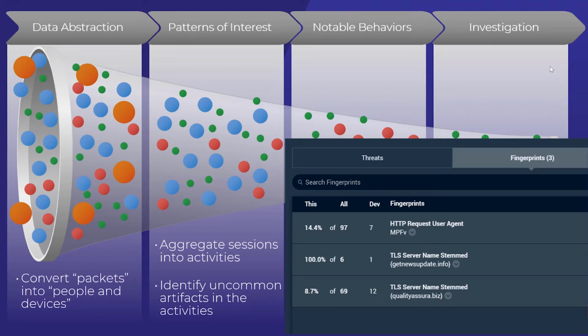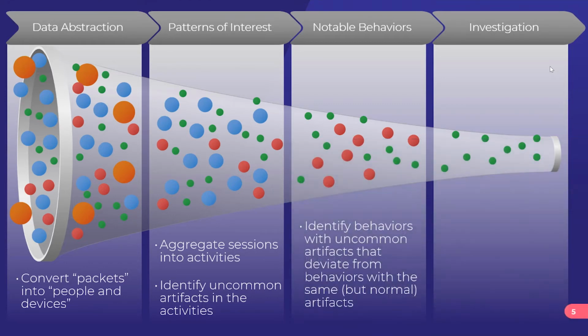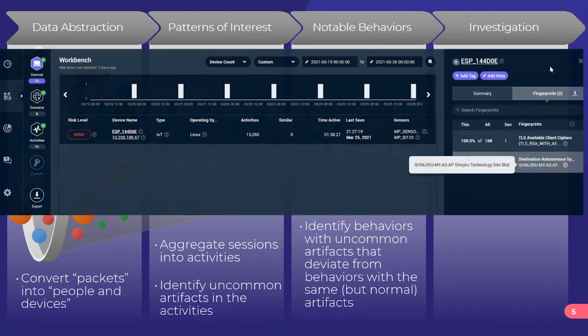Kind of identify these fingerprints of devices and identify what in the fingerprints separate those devices from others. Now, once the AI has identified what are potentially interesting artifacts, well, then it starts looking to see how those artifacts are used in behaviors from that device.